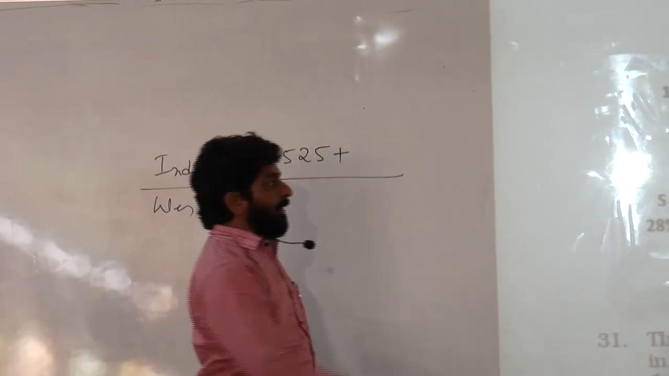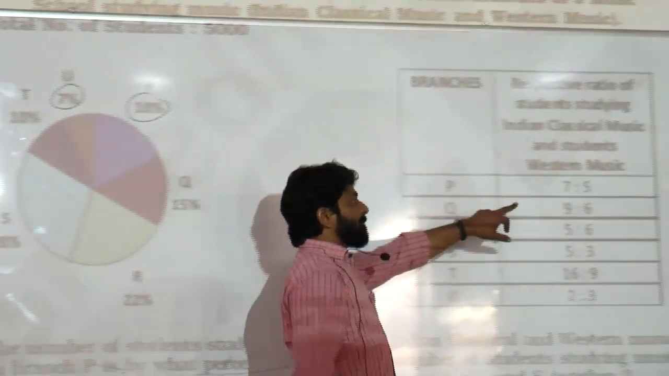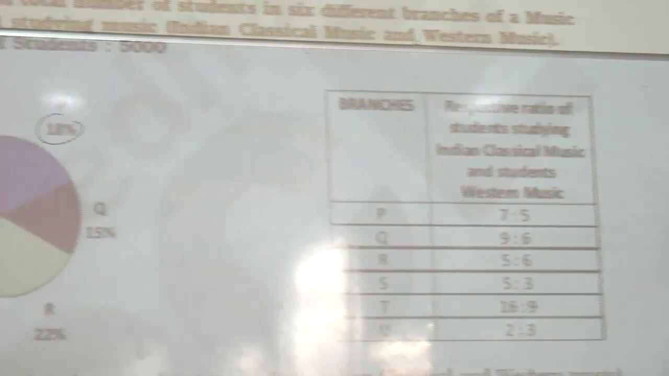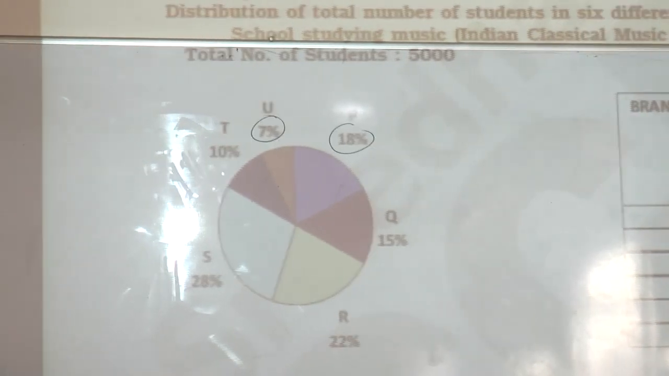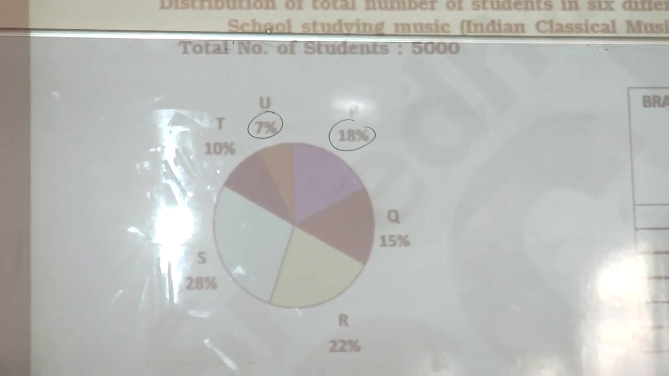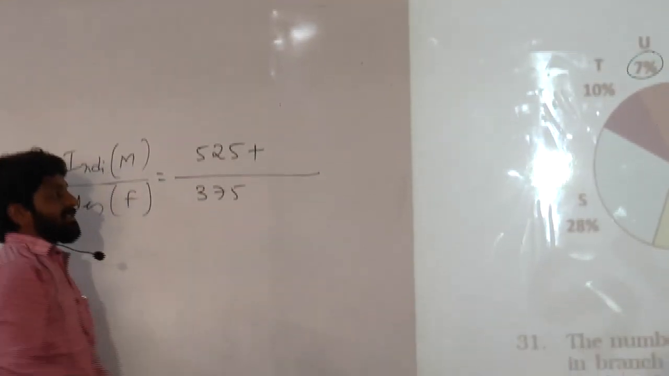Next, and Western? 5 parts. In the sense, 1 part is equal to 1.5%. 5 into 1.5 is 7.5%. 10% is 500. Half is 250. Again half is 125. 250 plus 125 is 375. These are Western players, and those were Indian players.